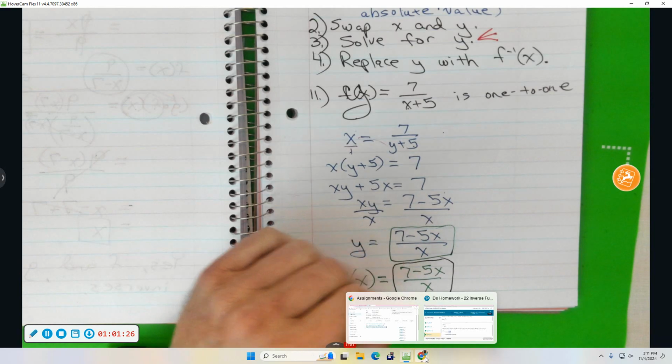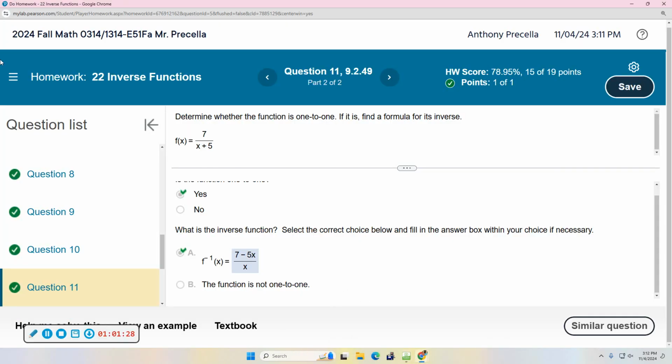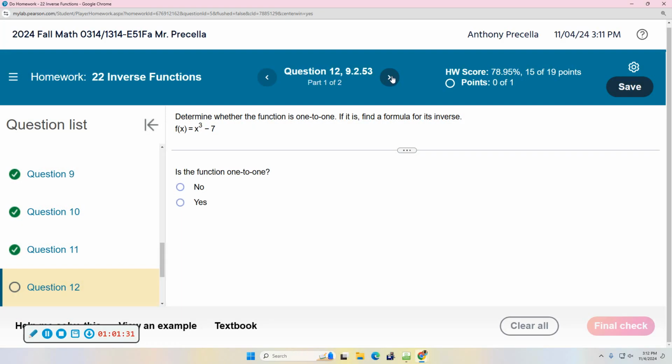Okay. Let's do another one. Number 12. Determine whether the function is 1 to 1. If it is, find a formula for its inverse. This is number 12. F of x is equal to x cubed minus 7.